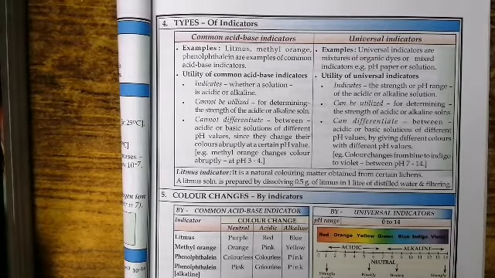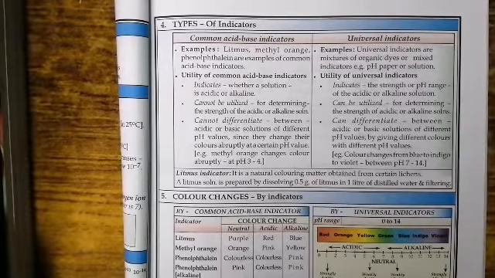For instance, if it is the common acid-base indicator, litmus solution, what happens? If it is neutral, it will remain purple. If it is acidic, it turns red. If it is alkaline, it turns blue. Methyl orange, if it is acidic in nature, changes to pink. If the solution is alkaline, then methyl orange changes to yellow. Phenolphthalein remains colorless in acidic medium but changes to pink in an alkaline medium.